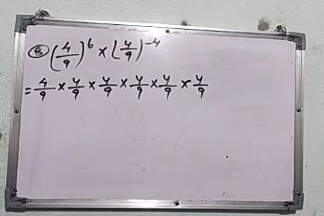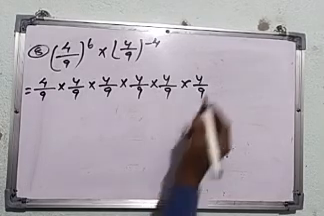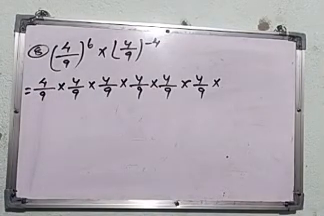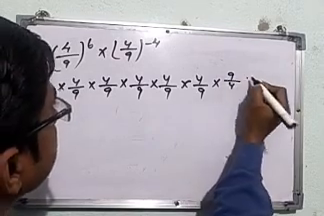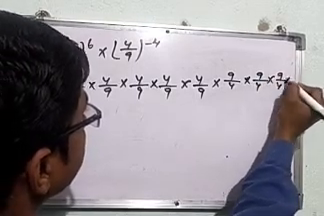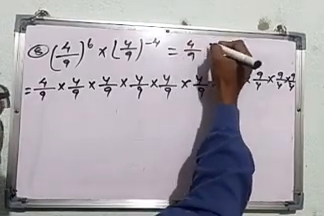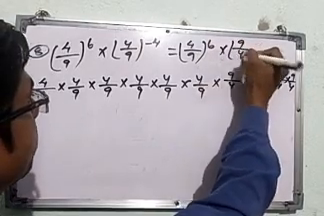We write first 4 by 9 to the power 6. So you write 6 times of 4 by 9. Again here you see 4 by 9 in power is negative, so number is inverse. You write 9 by 4 into 9 by 4 into 9 by 4 into 9 by 4. You also here you write 4 by 9 power 6 into 9 by 4 power 4.